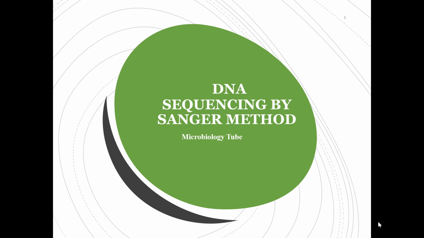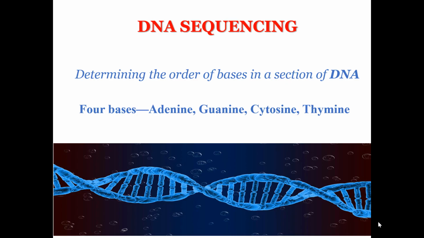So today we'll be talking about DNA sequencing by the Sanger method. So what is DNA sequencing? As we know, there are four bases in the DNA: adenine, guanine, thymine and cytosine. The process of determining the order of the bases in a section of the DNA is called DNA sequencing.